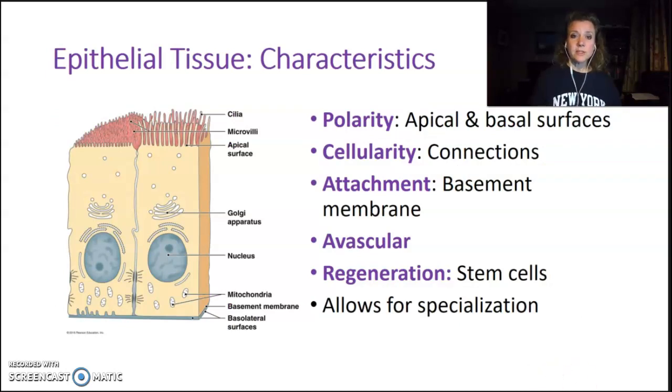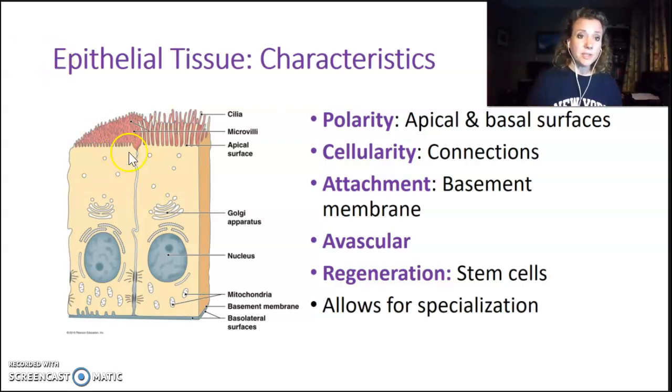So epithelial tissue is made up of cells, and these cells share some common characteristics. First of all is polarity, apical and basal surfaces. The apical surface of cells is the top portion of the cell. And if we're talking about a tubular structure, that top portion, or the more superficial part, is the part that is found inside the lumen, or the space of the tube.